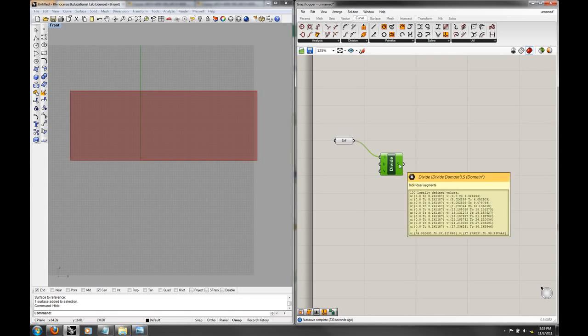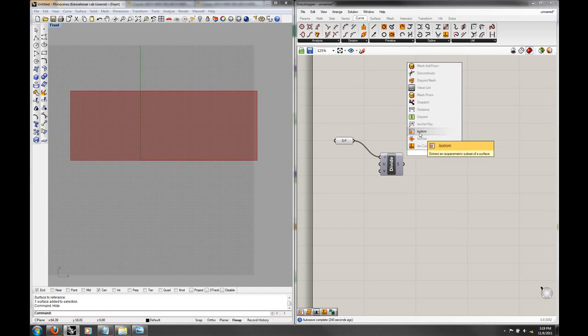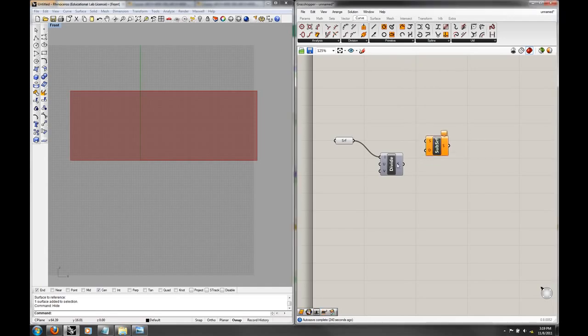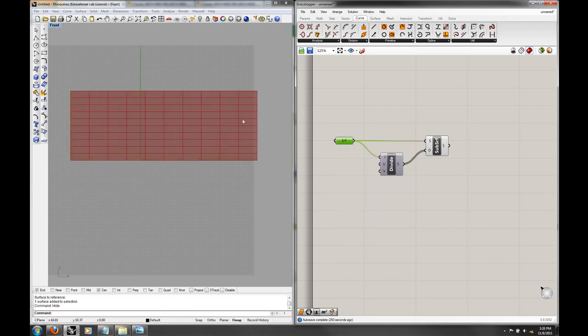So you need a special kind of language to talk about curvature. So we're going to take that domain, and we're going to take what's called an iso trim, and we're going to put that in. And so this one wants a domain and a surface. So it's going to trim our surface according to some kind of domain. So take the surface, plug it in, take the domain, plug it in, and you can see that we've got a series of subdivisions.